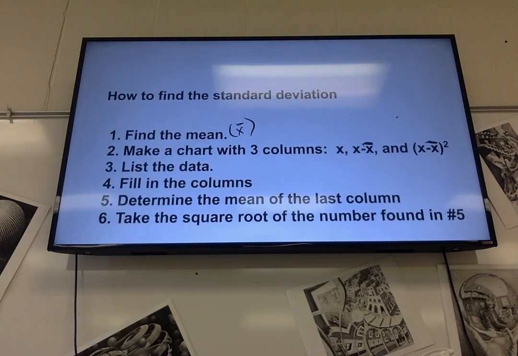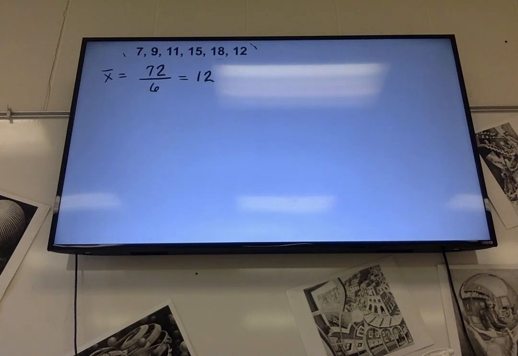Step 2 is to make the chart. So we have a chart with X, X minus X bar, and then X minus X bar squared. The X's are these numbers that are given to you.